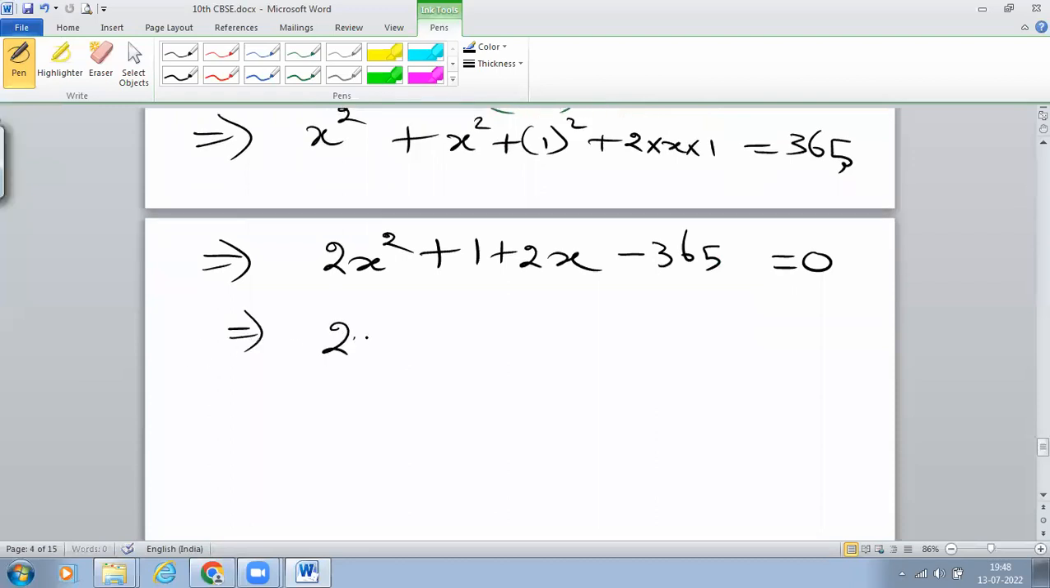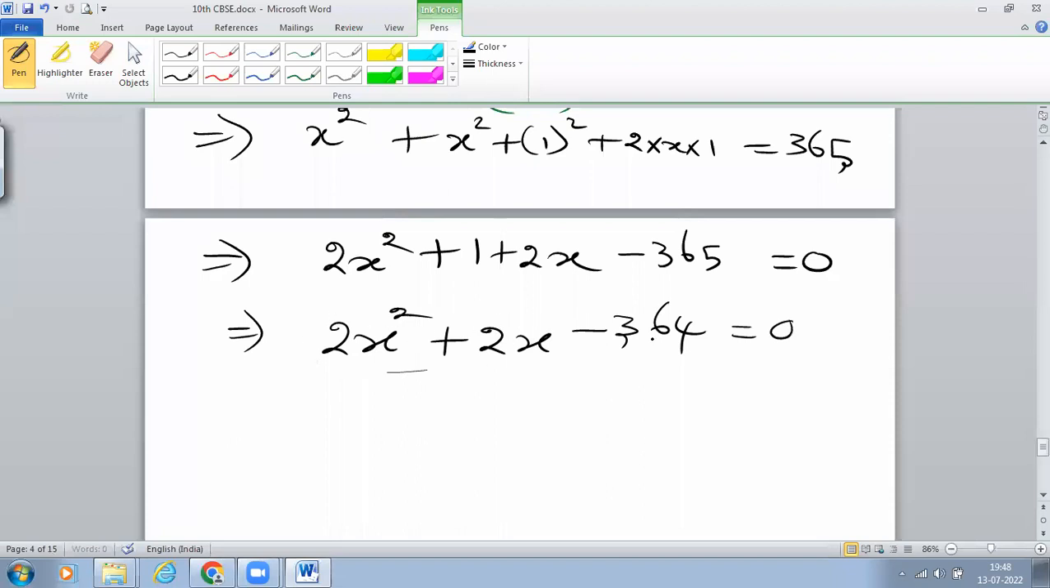Therefore, the next step is 2x square. This plus 2x I will write as the second term: x square term first, after that the x term. Now, what is plus 1 minus 365? Minus 364. Very good. Because with opposite signs we subtract and put the sign of the greater number. So minus 364.